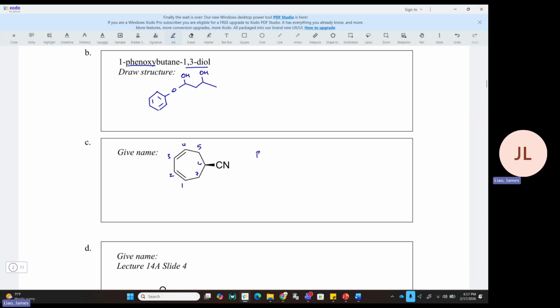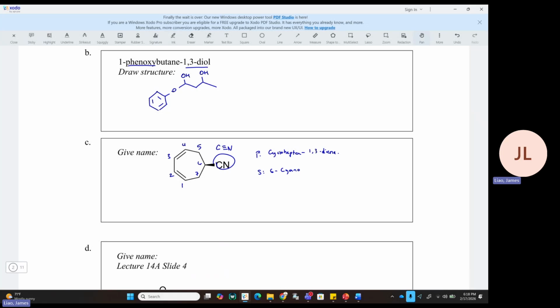So that means my parent chain is going to be a cyclohepta-1,3-diene. Now the substituent is this CN group, and you might be familiar with this as the cyanide group, or the C triple bond N group. We're going to be using the substituent name, which is cyano, which let me go ahead and spell out. And it's at carbon 6, so 6-cyano, which is C-Y-A-N-O. And that is your only substituent that you have to worry about.